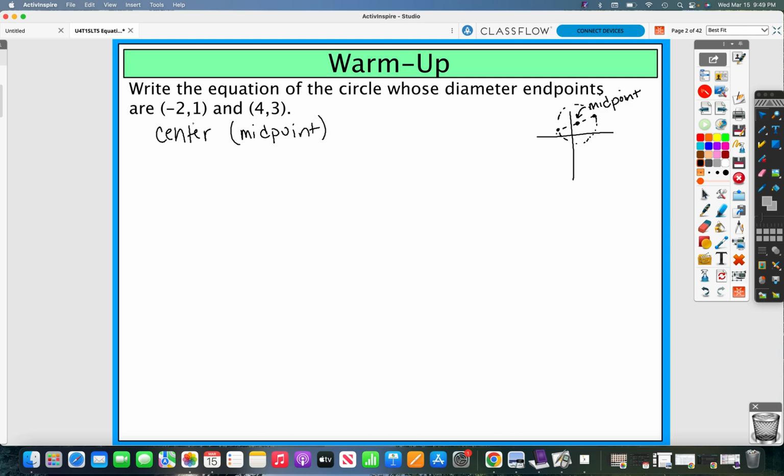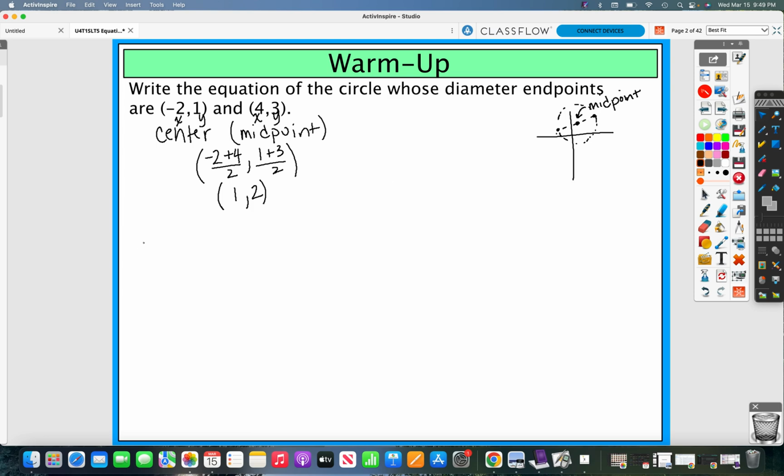So my 2 points are (-2, 1) and (4, 3). Again, this is x, this is y, this is x, this is y. So in order to use my midpoint formula, I'm going to take my 2 x values and add them together and divide by 2. Then take my 2 y values, add them together, and divide by 2. And that will then give me my midpoint of (1, 2), which you can kind of see here in my picture. That looks like it would be right around (1, 2).